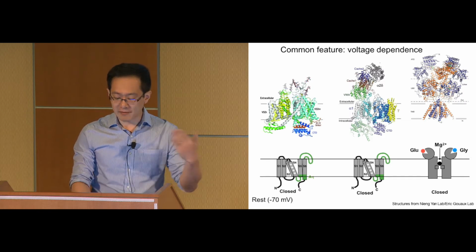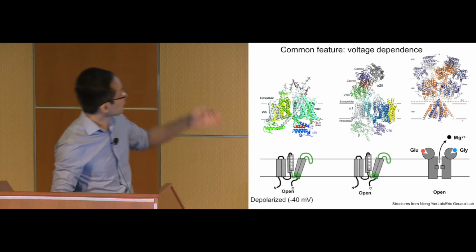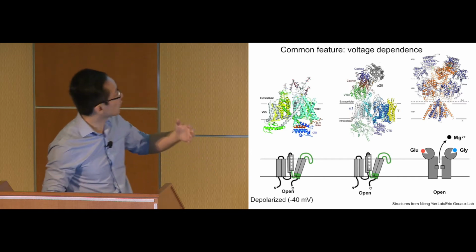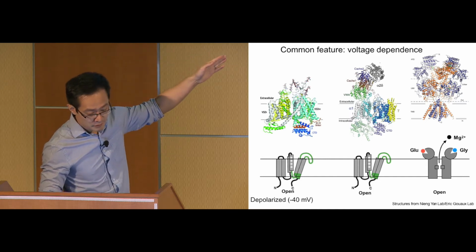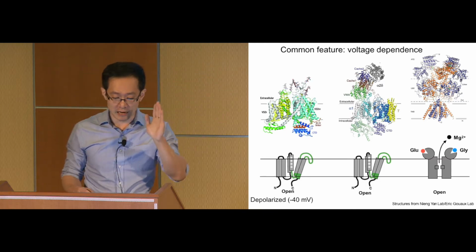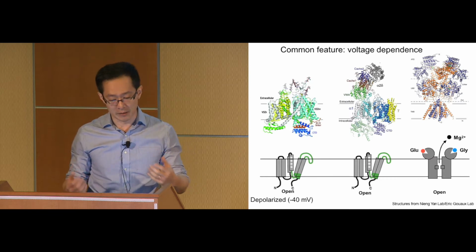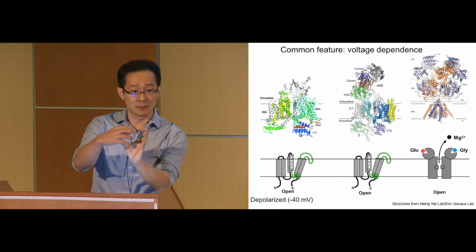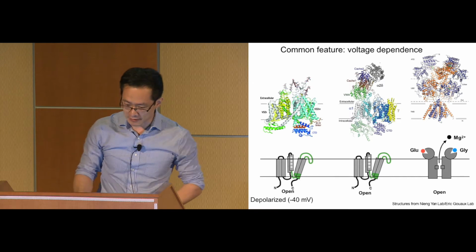So to gate the channel, to make it open, during depolarization, positive ions go into the cell and depolarize the membrane. Once the cell is depolarized, it induces a conformation change of the positively charged amino acid residues, which gates the channel open. In the NMDA receptor case, the magnesium block is repelled out of the channel pore. So now sodium and potassium can go into the cell and do electrical signaling.